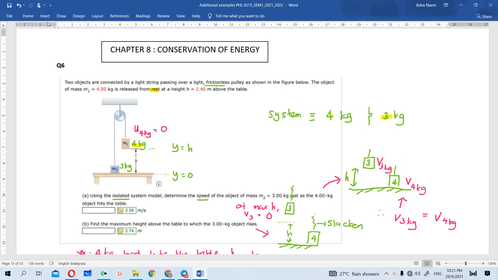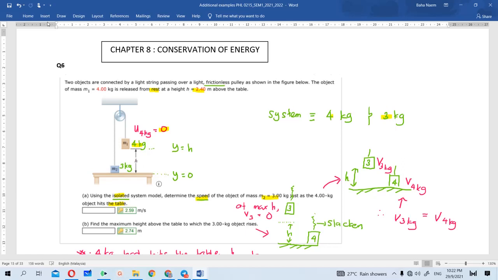released from rest. Released from rest indicates that the kinetic energy is equivalent to 0 and the potential energy U is equivalent to 0. And therefore, the question is asking, using the isolated model, where isolated means only these two objects and no friction, determine the speed of the 3 kilogram mass just before the 4 kilogram falls down and hits the table, just right before.